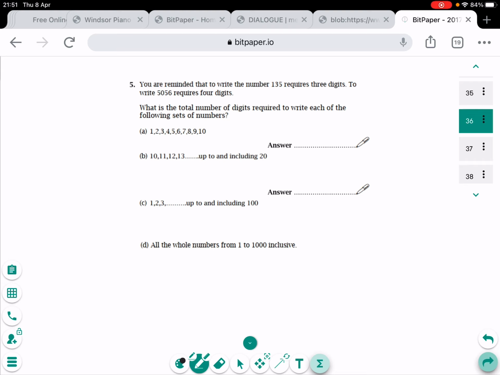For this question, it's 1, 2, 3, 4, 5, 6, 7, 8, 9, 10. 9 plus 2, so 2 digits. 10 has 2 digits, and 9 is 9 times 1, so 11. To 20, 10 to 20, 20 minus 10 plus 1, so that would be 11. 10, 11, so 11 times 2 equals 22.